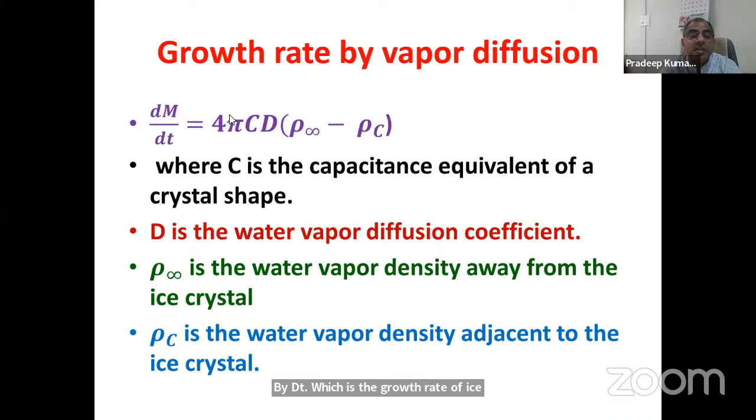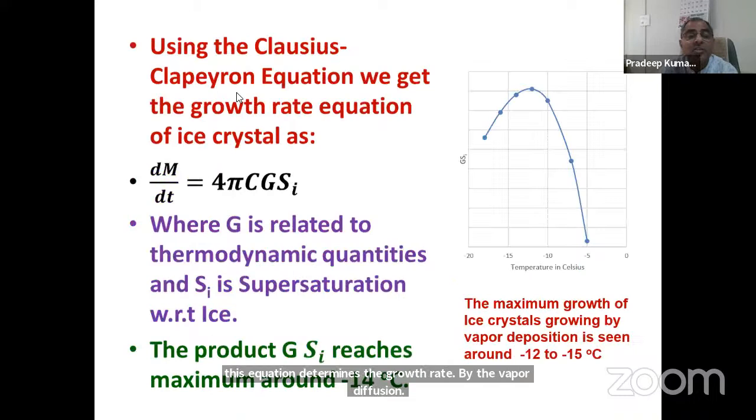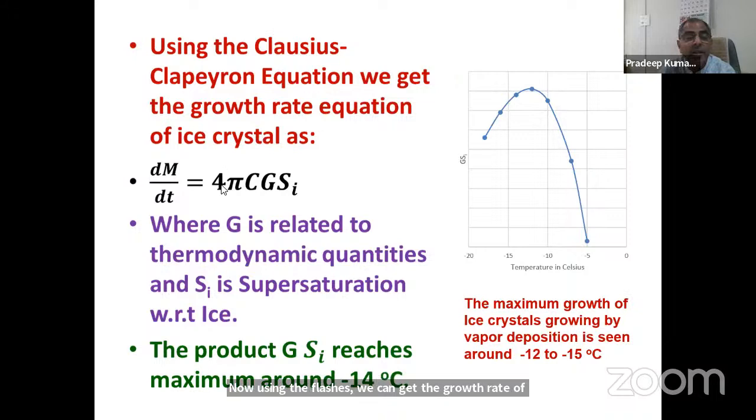takes the following form, where C is the capacitance equivalent of a crystal shape, because crystals come in all kinds of shapes. So a capacitance equivalent of a crystal shape is taken. And D is the water vapor diffusion coefficient. Rho infinity is the water vapor density away from the ice crystal, and rho C is the water vapor density adjacent to the ice crystal. So this equation determines the growth rate by the vapor diffusion. Now, using the Clausius-Clapeyron equation, we can get the growth rate of ice crystal as dm/dt = 4πC Gi Si, where Si is the supersaturation with respect to ice, and Gi is all these remaining parameters put together.